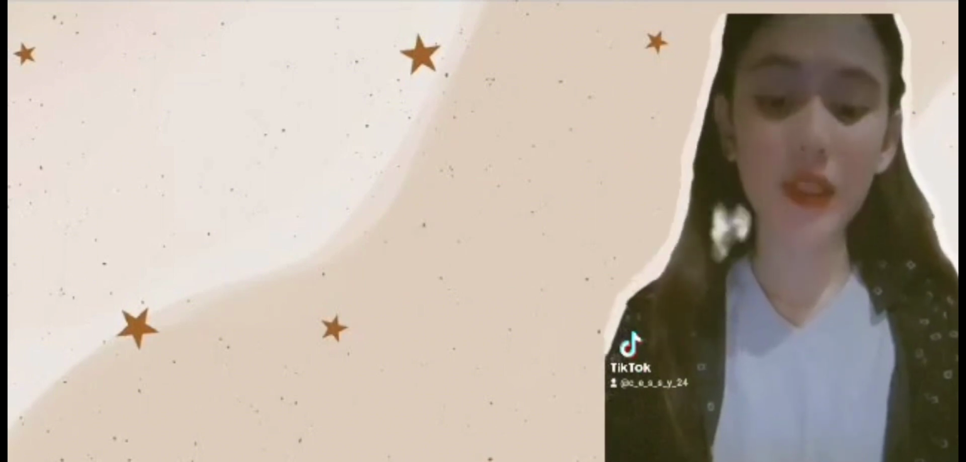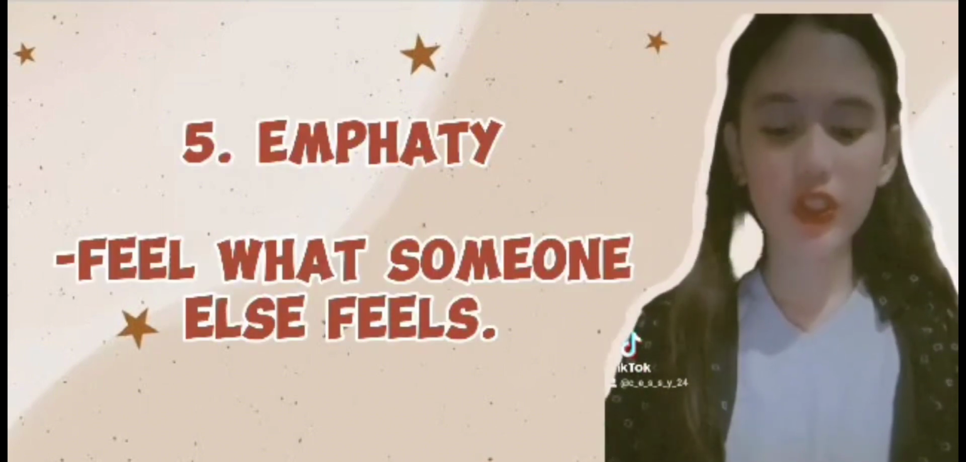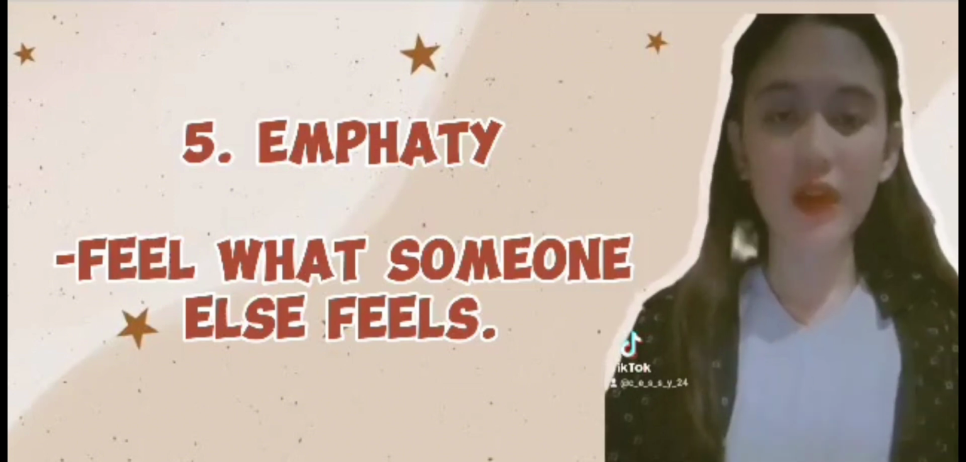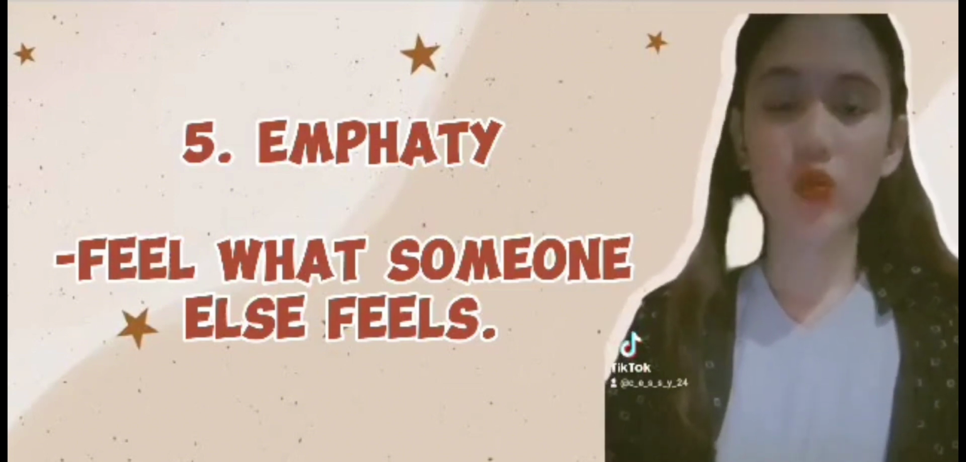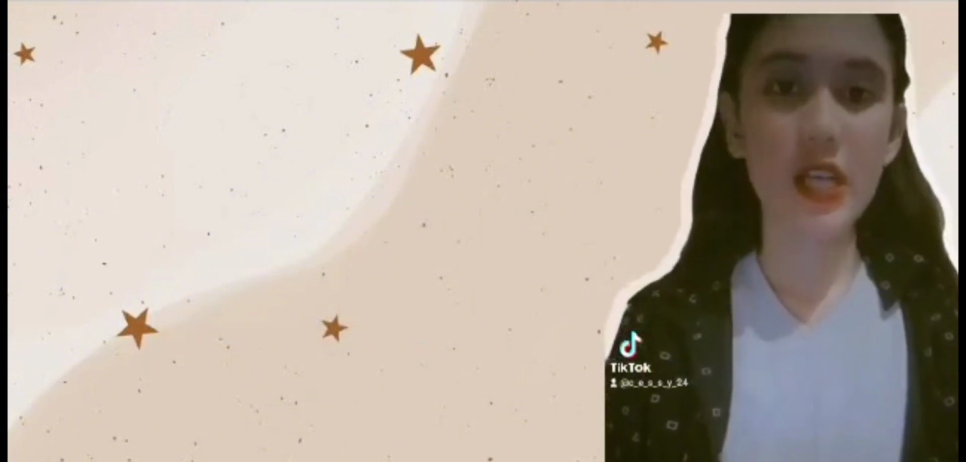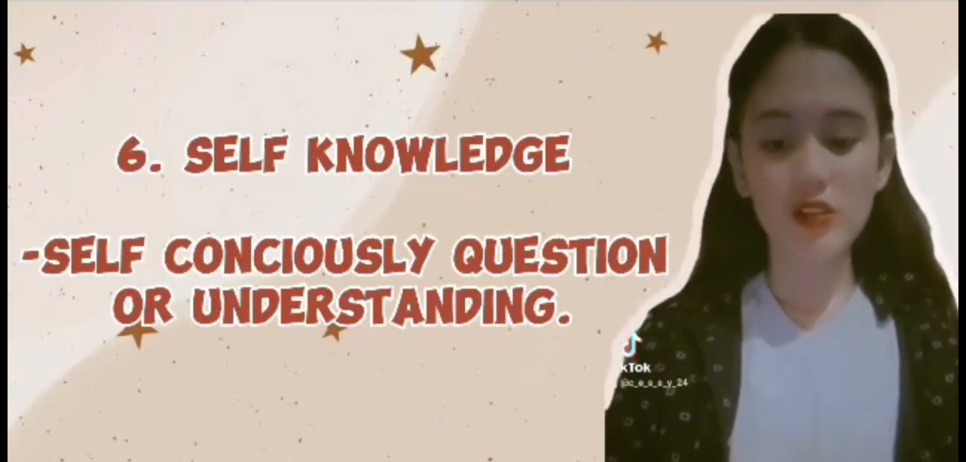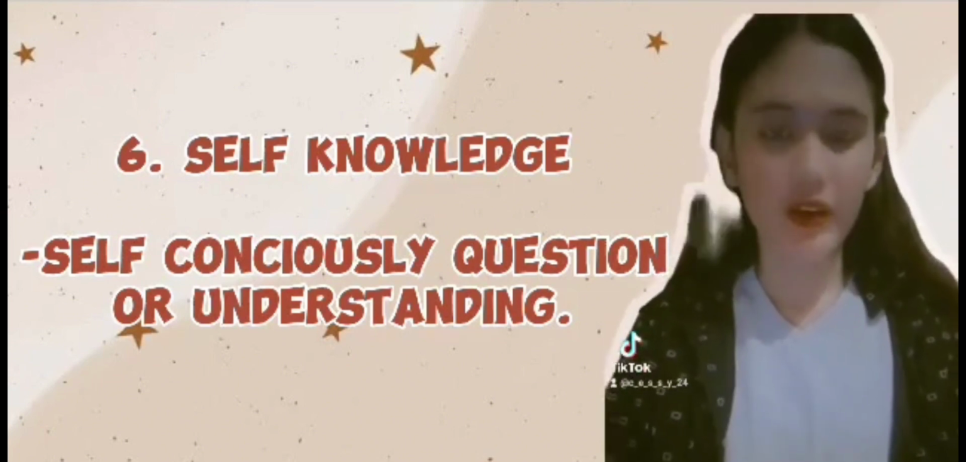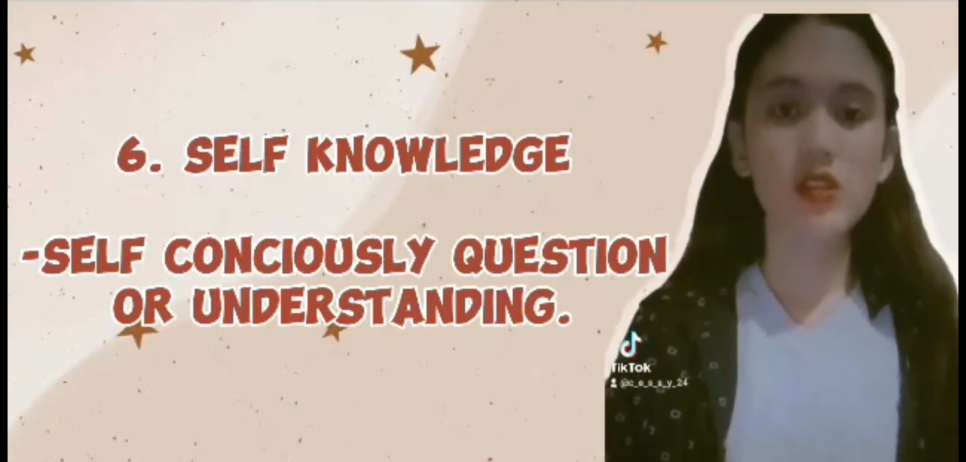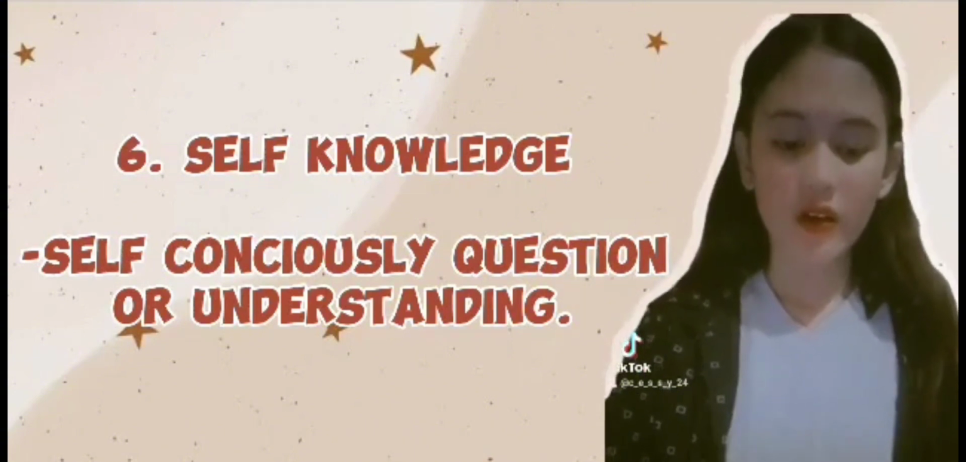So 5 is empathy. Here in empathy, we should feel what someone else feels. A change of heart, we should have respect for others. We should respect individuals. Lastly is self-knowledge. Here in self-knowledge, we self-consciously question our understanding to advance it, find blind spots, and oversee our thinking. So now we are done discussing the 6 facets of understanding. Now let us go to stage 3.